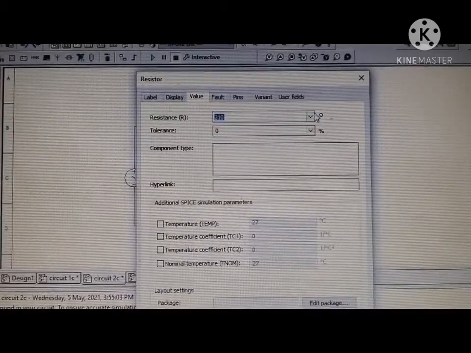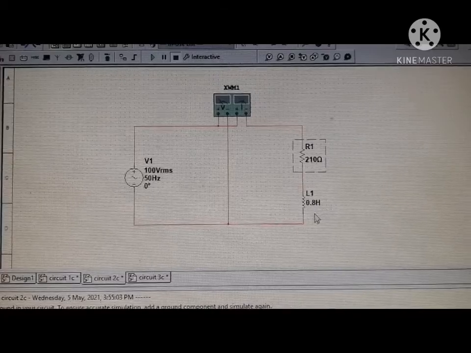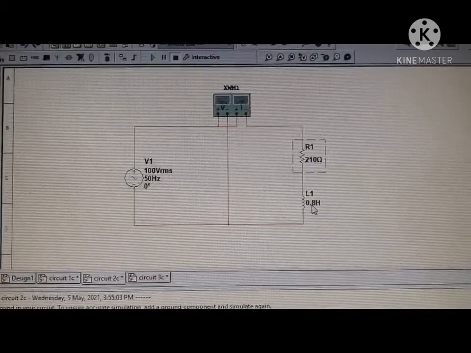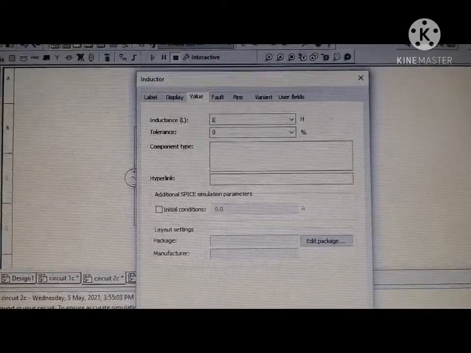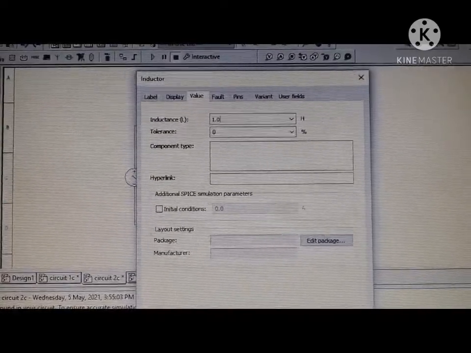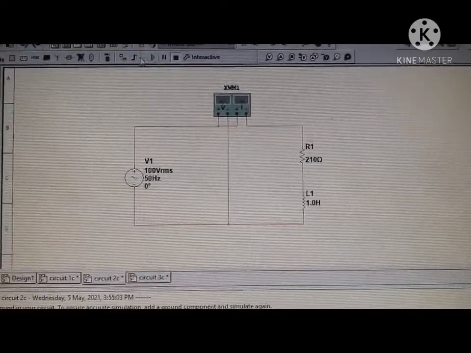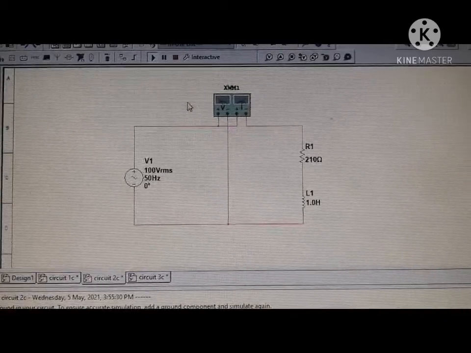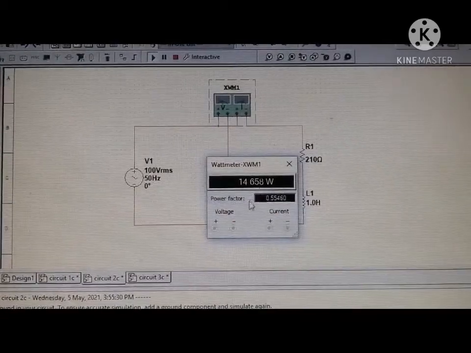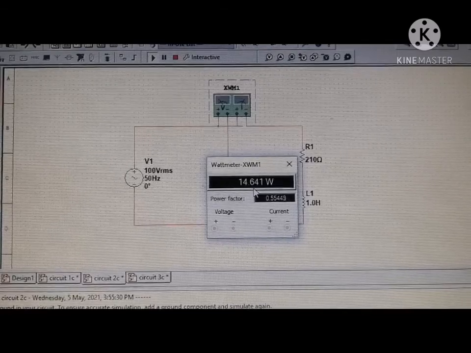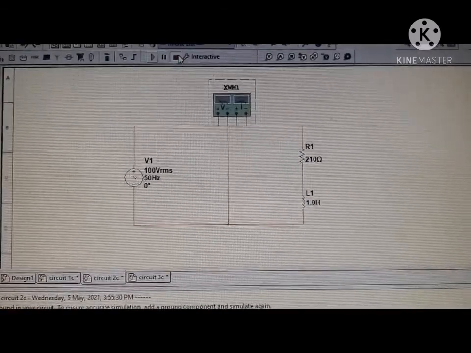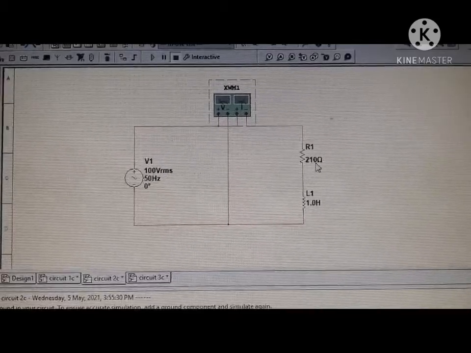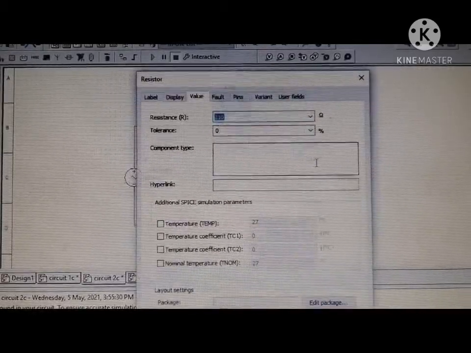The resistor value is the same. The value of the inductor we need to change to 1.0. Okay, start the simulation, and then you will get the answer, 14.941 watt for the power. Okay, stop the simulation.